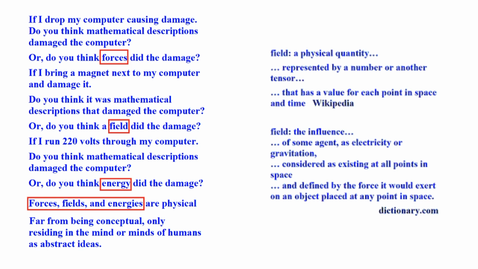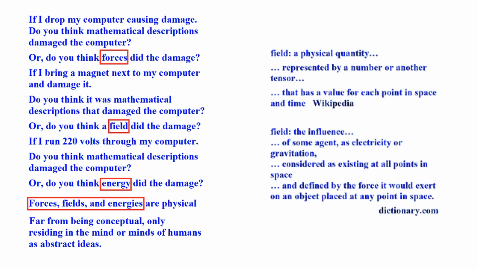Field, the influence. That's according to dictionary.com. It's an influence. That's what a field is. Of some agent, whatever agent. It's like the agent doesn't count, or that field is not an agent. It's just the influence of the agent, right? As electricity or gravitation. Considered as existing at all points in space, right? Because it's just a bunch of numbers. They just talk about the strength of the field, not the field itself. Field is the whole thing. It's a bunch of strengths, you could say, a bunch of numbers with units. And defined by the force it would exert on an object placed at any point in space.